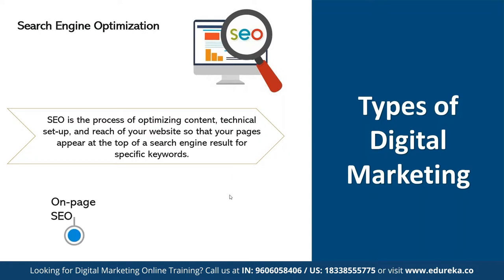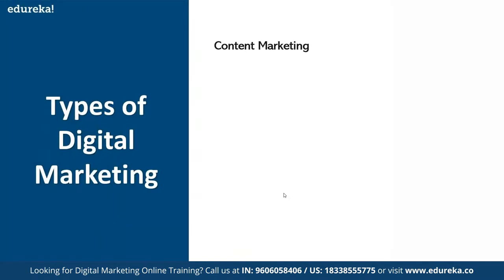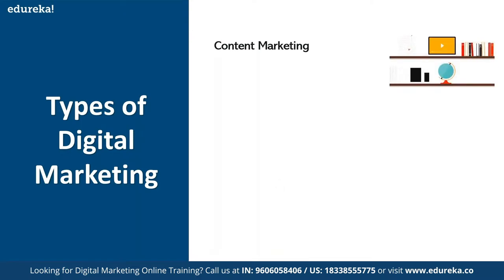So when we talk about SEO, we've got various types of search engine optimization. We've got on-page SEO, off-page SEO, technical SEO, various types of SEO, guys. All right. Now that you have understood SEO, there's another type of digital marketing called content marketing. So what exactly is content marketing?